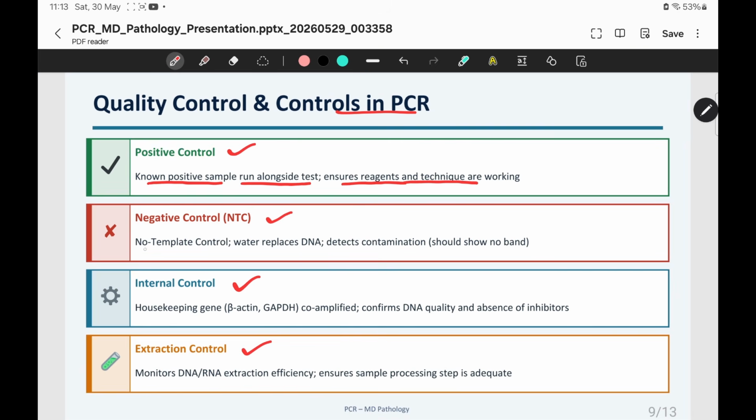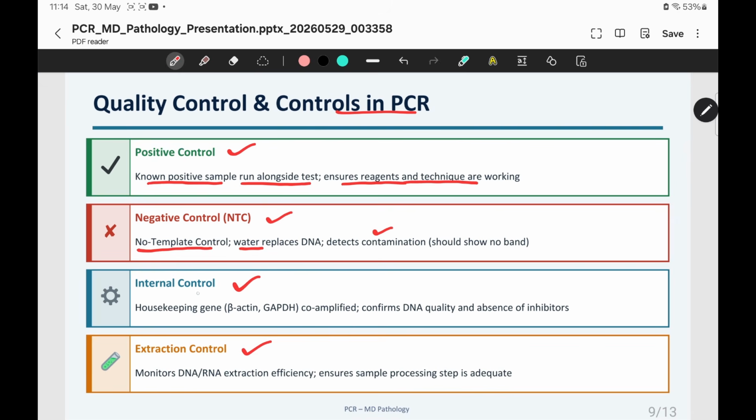Negative control, that is no template control. It does not contain any DNA. Instead of DNA, water is present. So ideally there should be no amplification or band formation. But if there is contamination, then it will show a band.